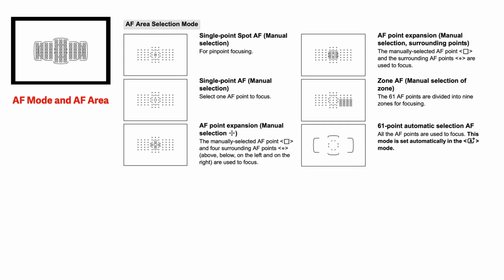Apart from the AF modes, the camera also allows you to select between different AF area modes. These allow you to change the size, position, and number of active focusing points, and because these can vary greatly from one camera model to the next, it is really essential that you read the manual for the camera you are using.